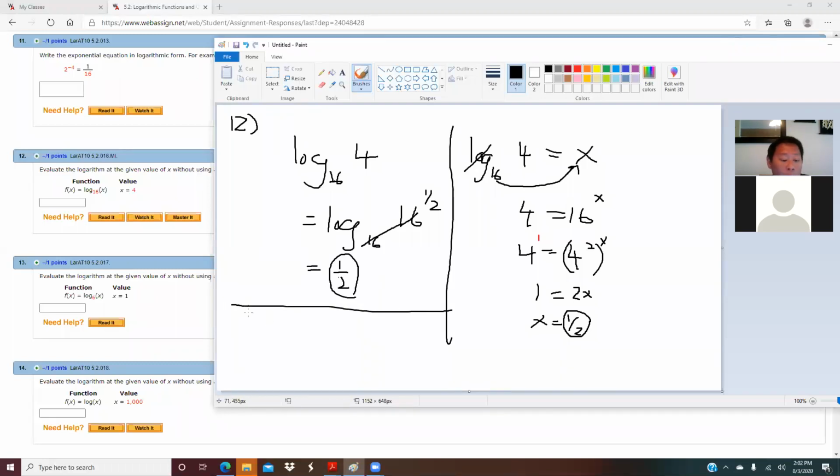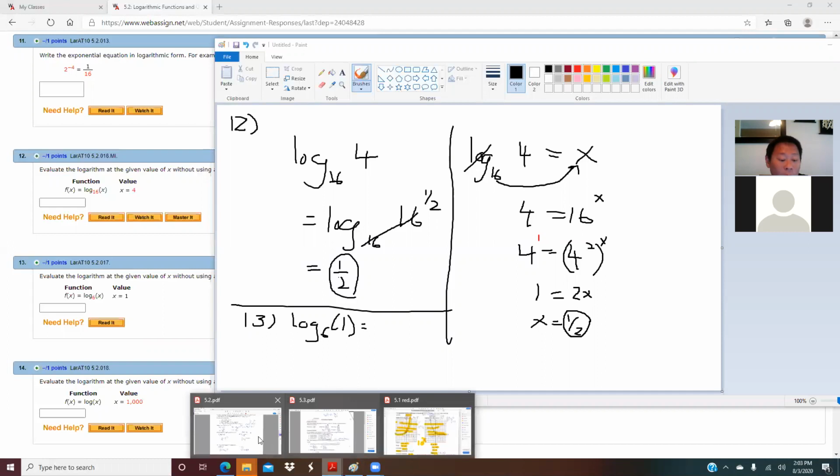Okay. For question 13, log base 6 of 1, because our x in this case is 1. Does anyone know what log base 6 of 1 is? This is based on your formula that we have.